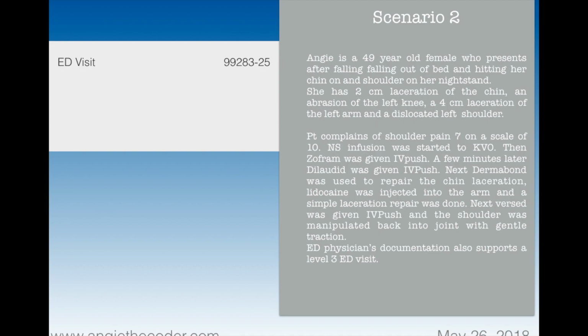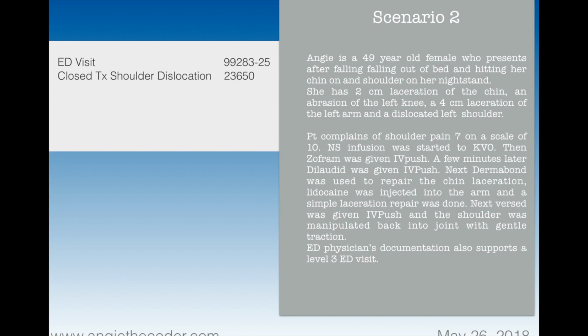So the ER visit would be coded 99283 with a modifier 25, because it's a separately identifiable E/M. And we can do a whole video about what's considered separately identifiable and what's not. We're going to assume that this is a separately identifiable level 3 E/M for the purpose of this scenario. So the first thing I would probably code is the dislocated shoulder.